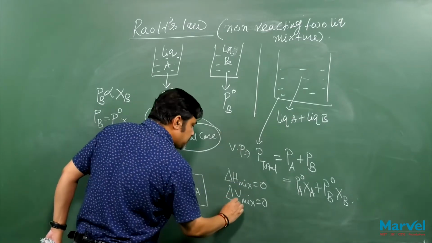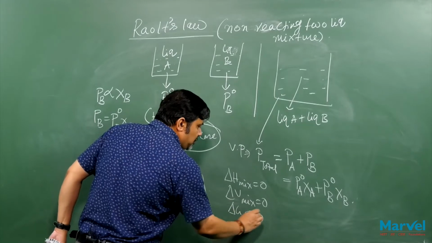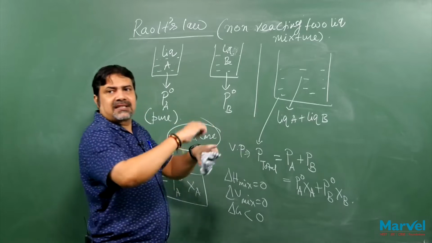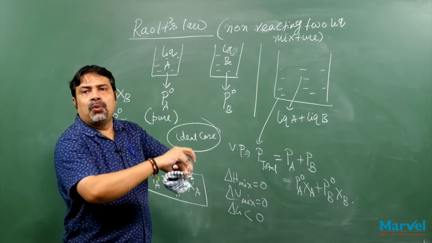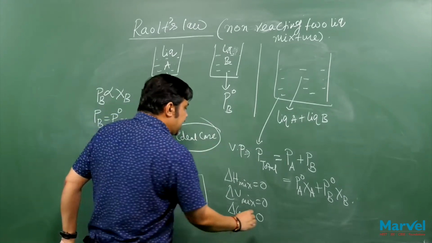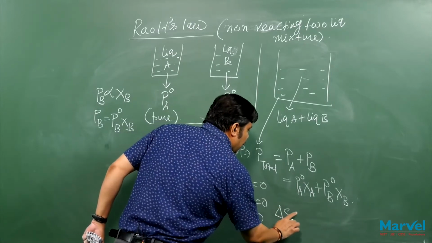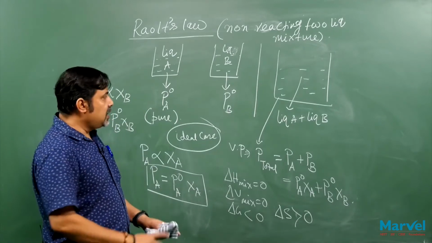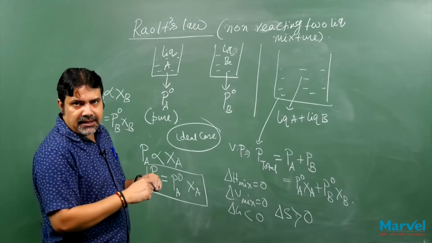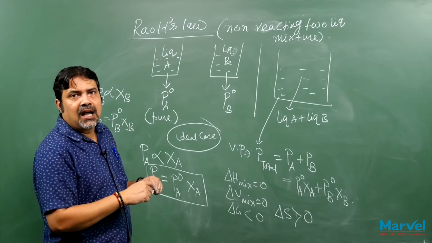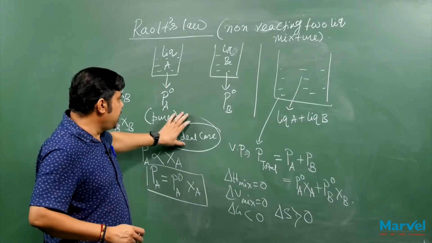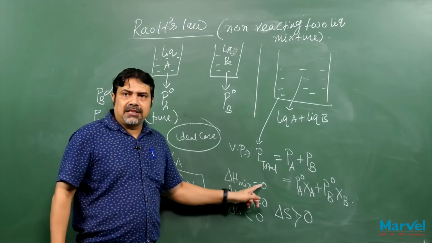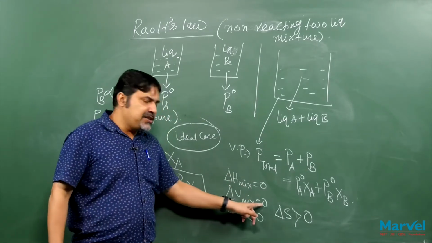The process is spontaneous. That is why delta G will be less than 0, negative. And when two liquids are mixing, the number of molecules will be more, chaos will be more. So delta S will always be positive, greater than 0. Got the point, my dear? Whenever two non-reacting solutions are mixing and maintaining the ideal Raoult's law, that is for the ideal case, delta H of mixing will be what? 0. Delta V of mixing will be what?